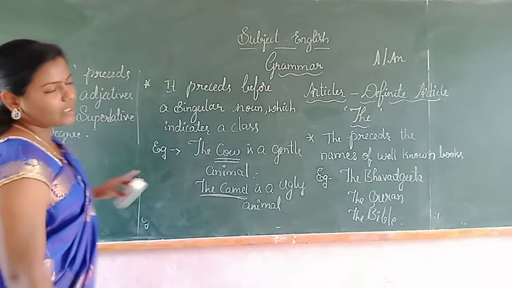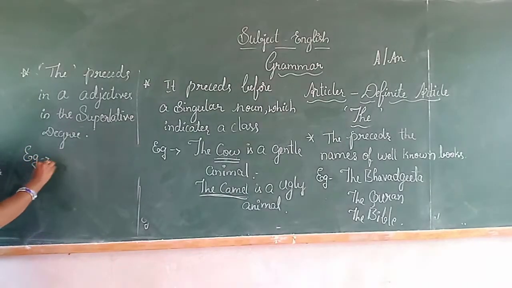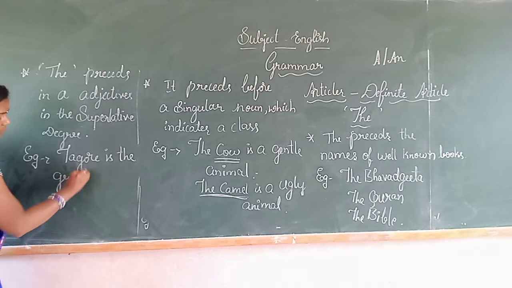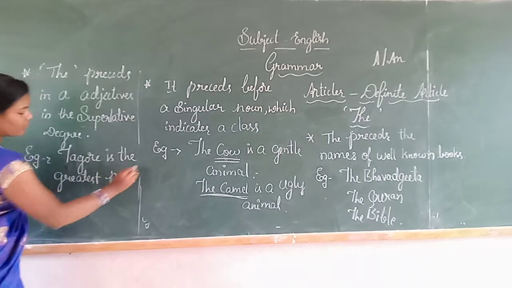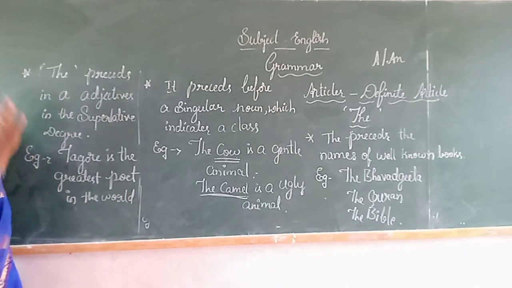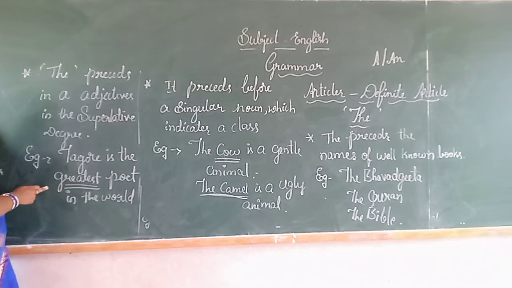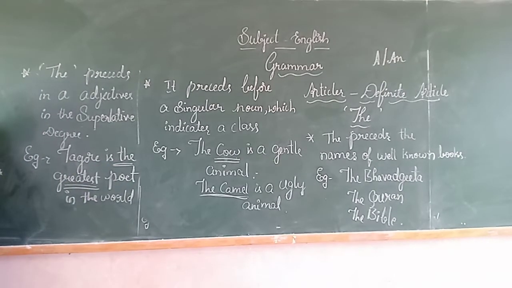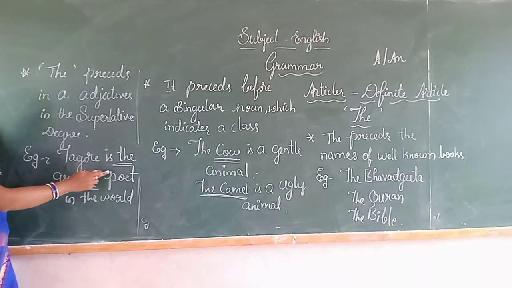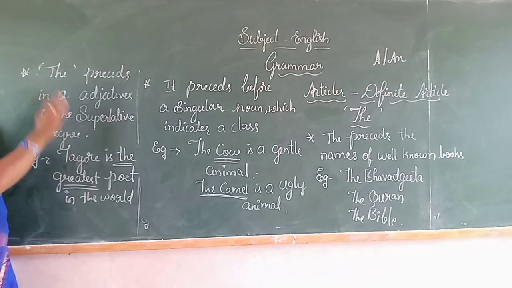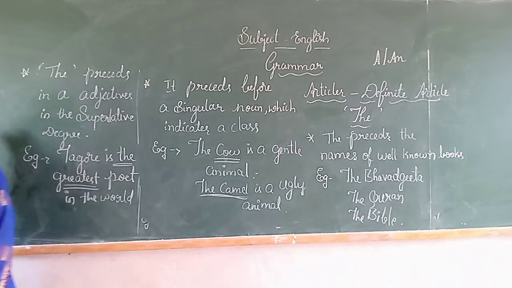For example, Tagore is the greatest poet in the world. So here Tagore, he is the greatest. Greatest refers to the superlative degree. Here we use the. That means when we speak in the superlative degree in a sentence, we should use the. It's the importance of the in the superlative degree. That means he is the greatest one. No one is greater than Tagore. He is the greatest one. He is in the first place. Every time we use the in the superlative degree.